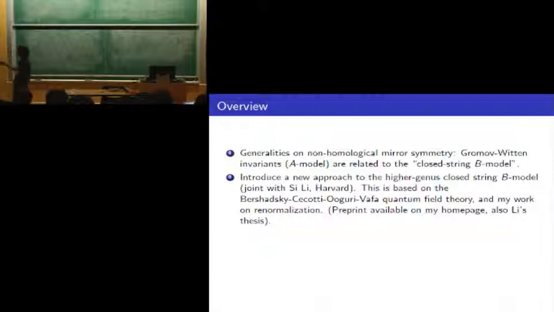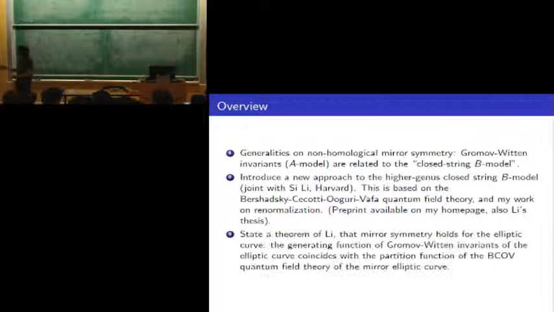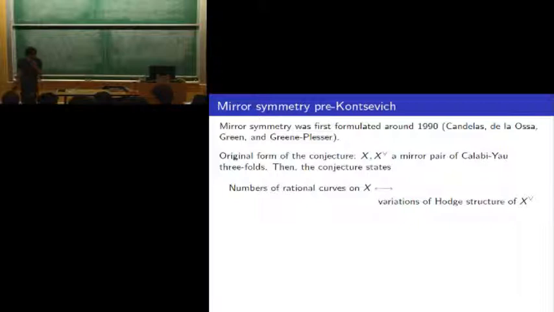These guys proposed an approach to the B model in the mid-90s. They said it was some quantum field theory on the Calabi-Yau. So we construct this quantum field theory in some examples. And then C has proven that, indeed, mirror symmetry holds for the elliptic curve. So that you can figure out the Gromov-Witten invariants of the mirror elliptic curve from this quantum field theory on the elliptic curve. OK, so I hope you won't go too slow, but I'll start pretty slow.